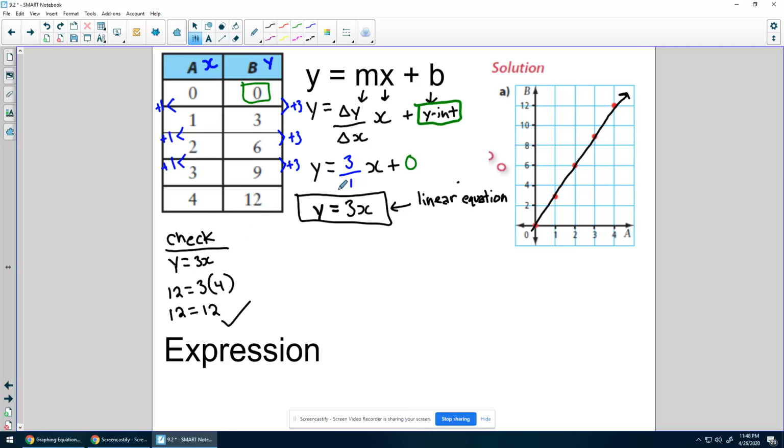If we can recall, linear equation, equation means there is an equal sign. An expression means there is, yes, no equal sign. So what would the expression be? Simply 3x. Okay. Moving on.